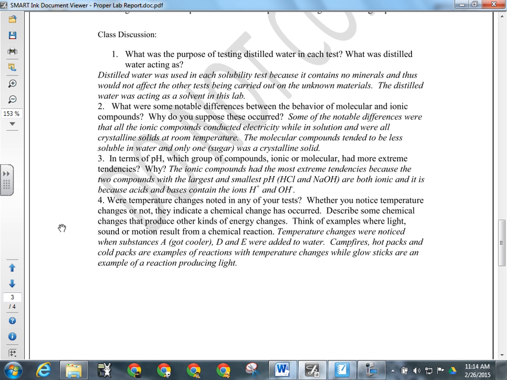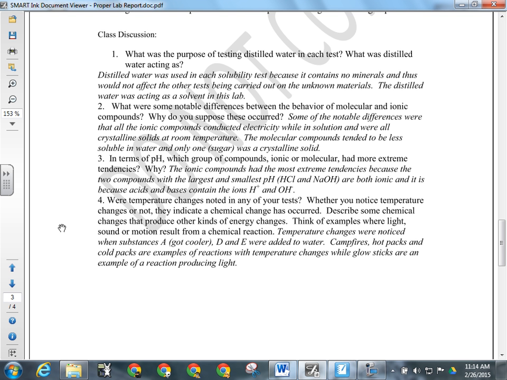Number two, what were some notable differences between the behavior of molecular and ionic compounds? Well, big ones, they all conducted electricity. All the ionic conducted, none of the molecular did. The molecular compounds tended to be less soluble, and only one of them was crystalline.